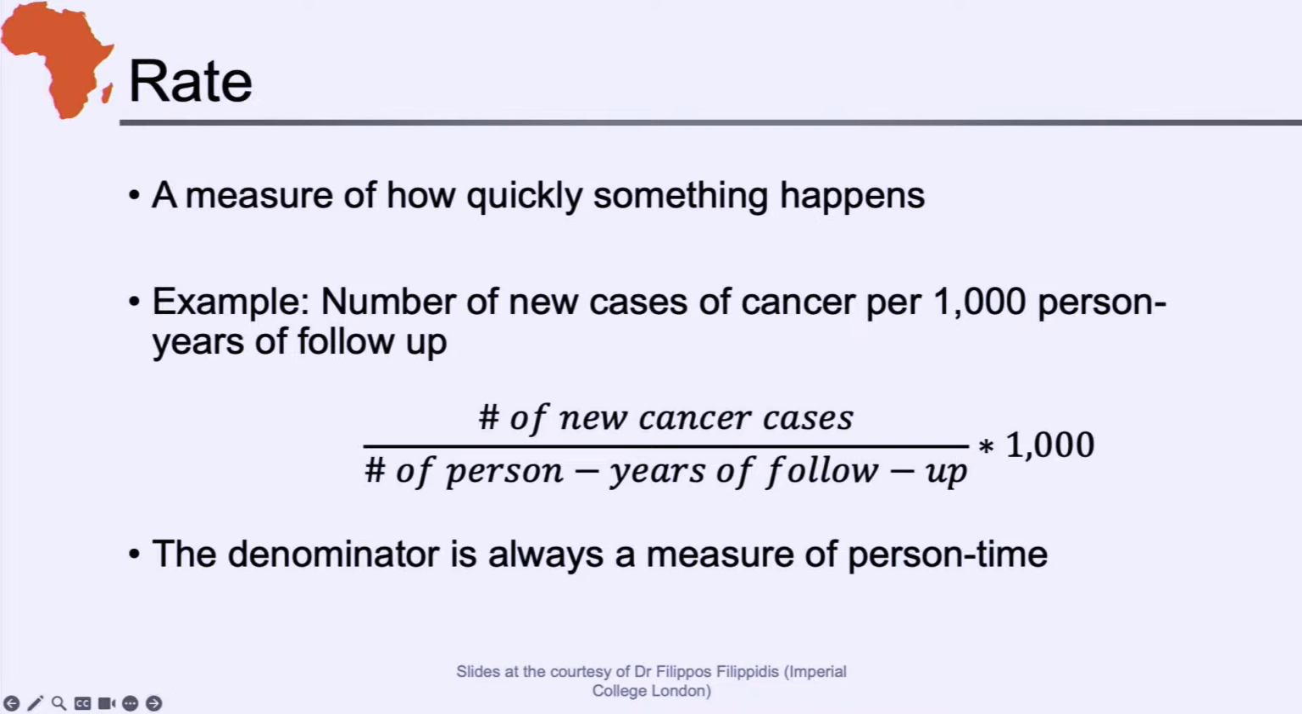A rate is a measure of how quickly something happens, and that's very important to note. It is always a time-specific measure. For example, you could calculate the number of new cases of cancer per 1,000 person-years of follow-up. Then you would take the number of new cancer cases and divide it by the number of person-years of follow-up times 1,000. And the denominator is always a measure of person time. So person time could be hours, it could be years, it could be minutes, depending on what condition you're looking at.